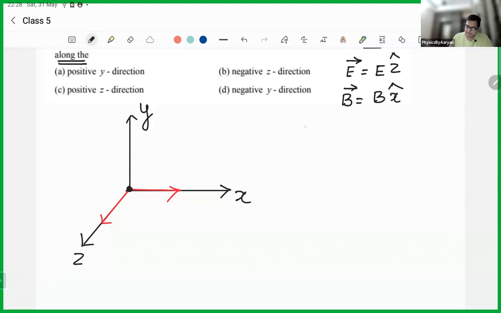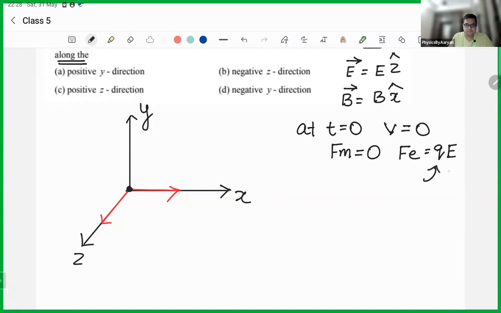So initially at time 0, velocity is 0. So the magnetic force is 0. No magnetic force is acting. Only electric force is acting, and electric force is given by QE.